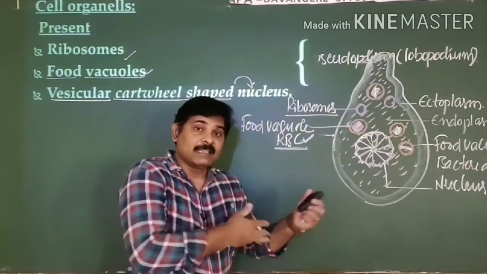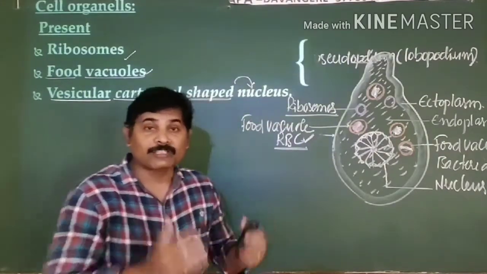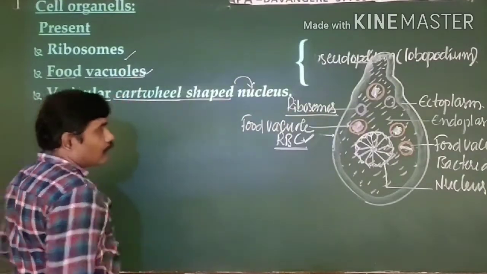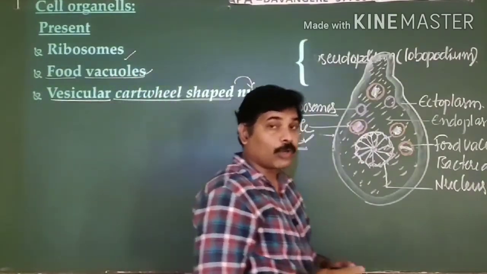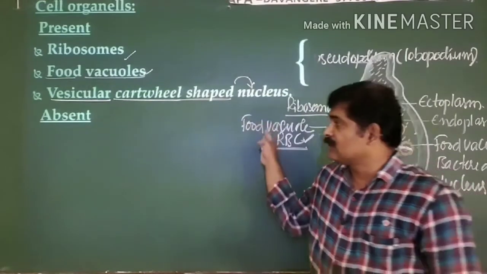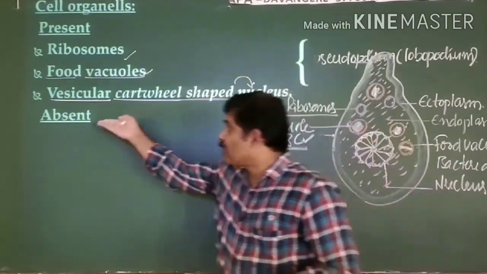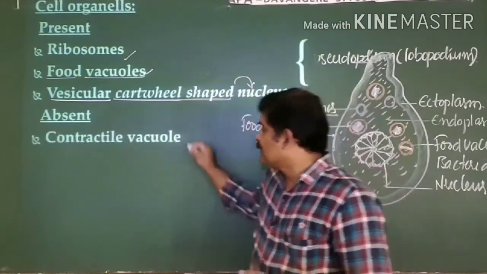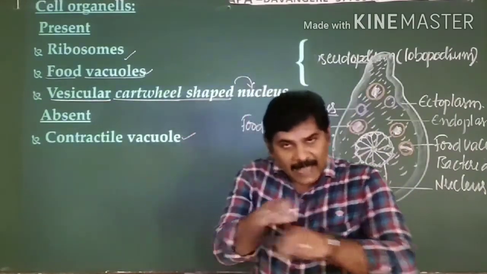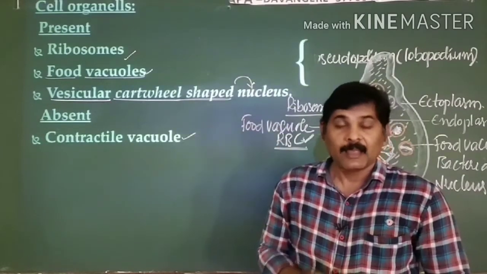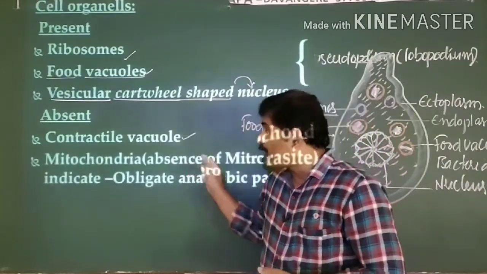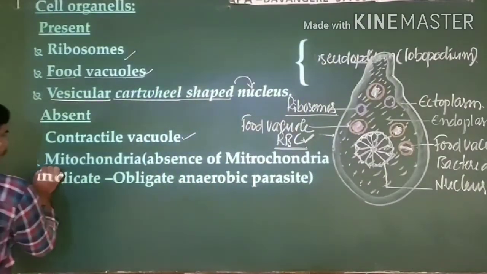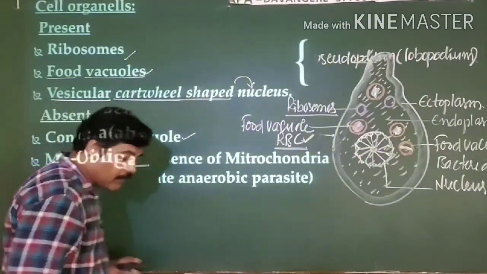As I said, this parasite doesn't have all the cell organelles. I have listed the three cell organelles present. Now, which cell organelles are absent? First, the contractile vacuole is absent, and along with that the mitochondria are also absent. This is a very important point to be noted.